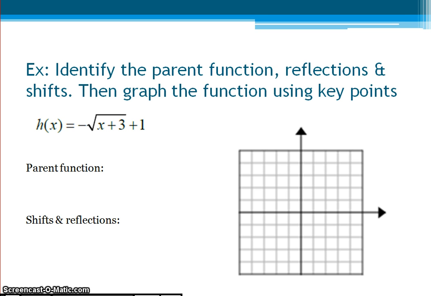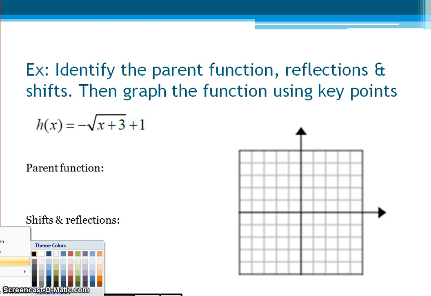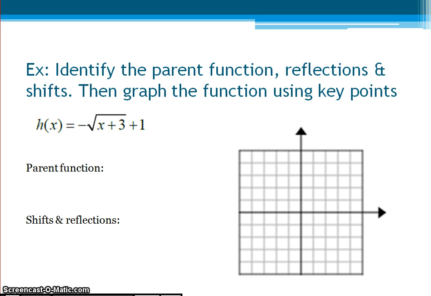Okay, so here we are going to identify the parent functions, the reflections, and the shifts. So here we're just combining multiple things. So the parent function is y equals square root of x. The shifts and reflections: the +1 is up 1. The +3 tells me it's left 3, and the negative out front tells me that it is a reflection on the x-axis.